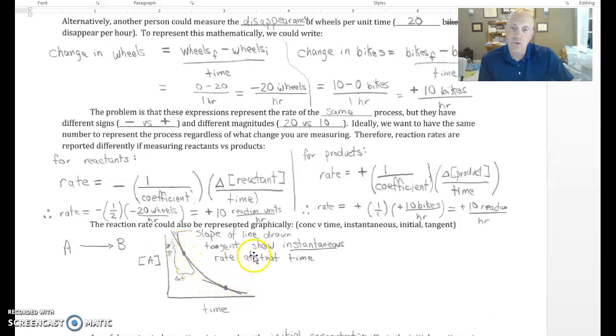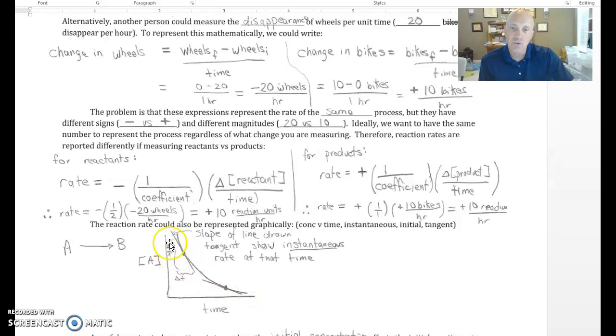All right, so one way that we can figure out the rate of the reaction at any given point in time is if we draw a tangent line to the graph. And where that tangent line hits the graph, at that point in time, the slope of that tangent line would show the instantaneous rate at that time. All right, so notice that over the course of this reaction, the reaction is actually slowing down over time.